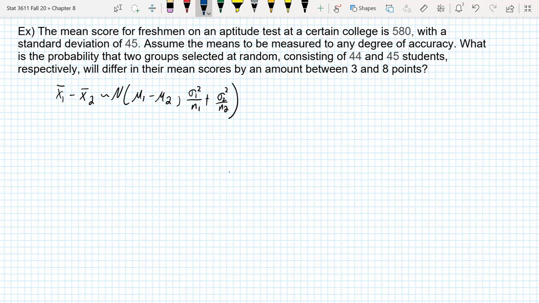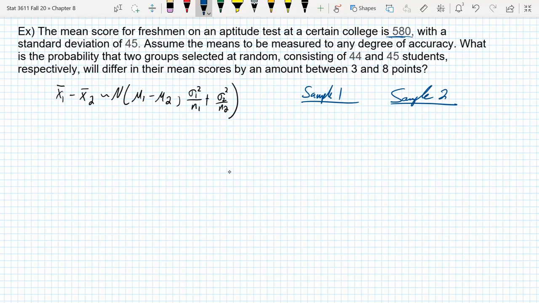There's some interesting aspects of this question. One is that the mean score, let's first label sample 1 and sample 2, is 580. It looks like, based on the way this question reads, that this applies to both samples.